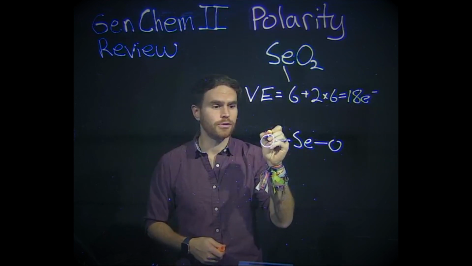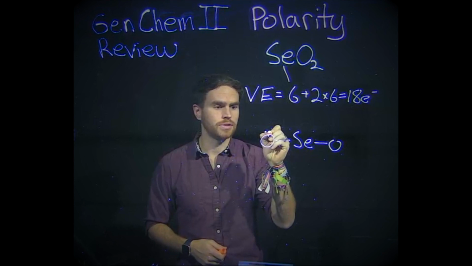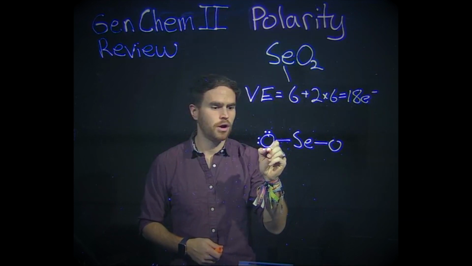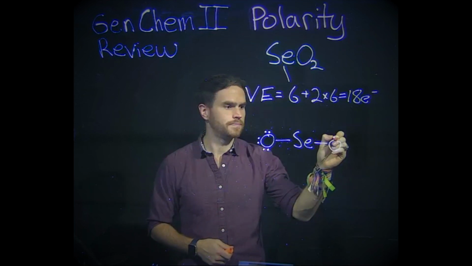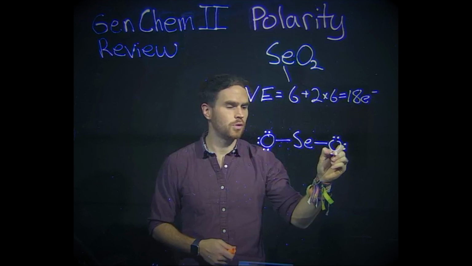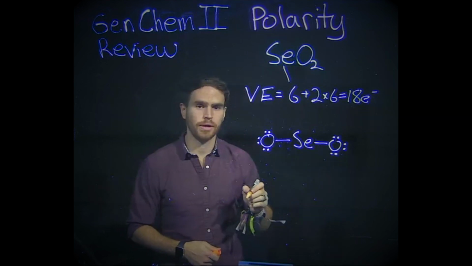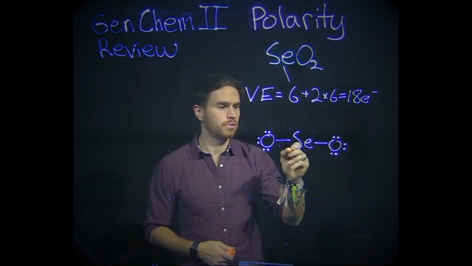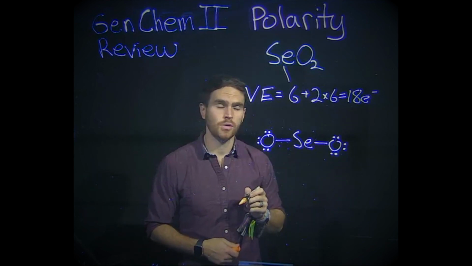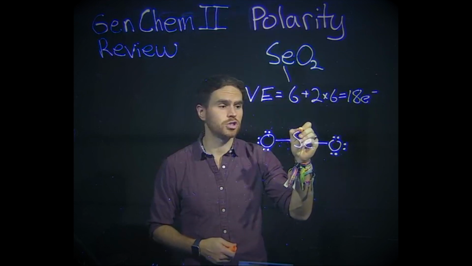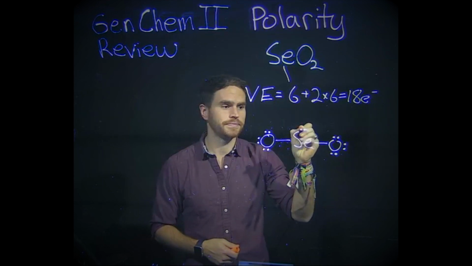We do that first on the exterior atoms. So we can put 6 electrons on each oxygen as lone pairs, each having 3 lone pairs. This allows us to use up 12 plus 4 for the 2 bonds, which leaves us with 2 electrons, which we then, and only then, distribute to the center atom.